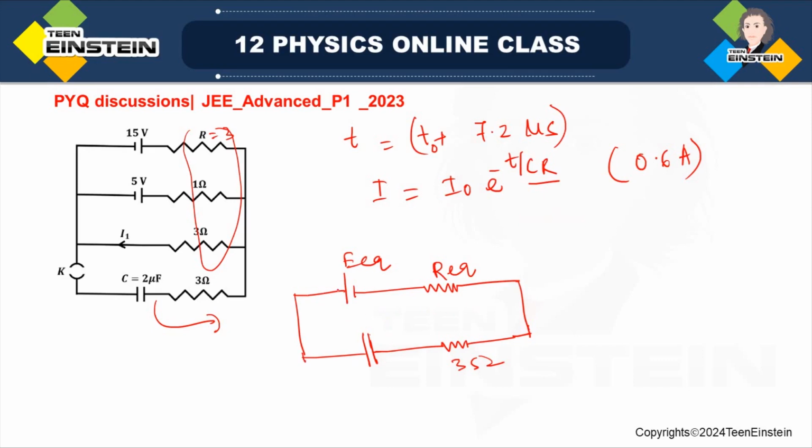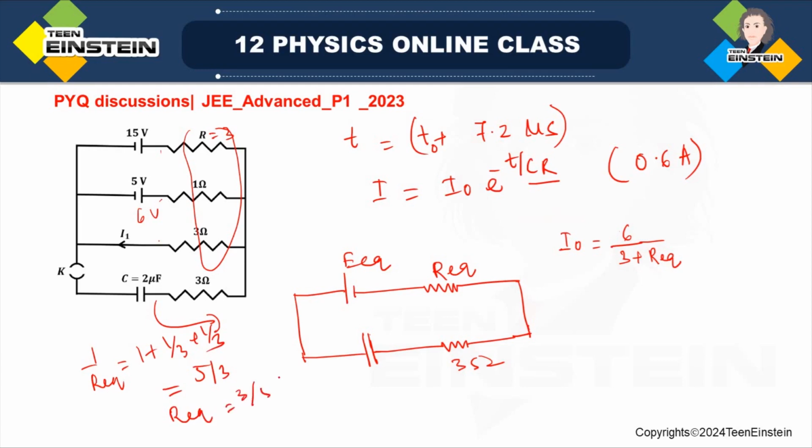So this is my equivalent circuit at any intermediate time, when the capacitor is getting charged. Since these are parallel branches, and we have seen the voltage across this is 6 volt, the voltage this capacitor is getting is 6 volt. So I0 we have to find out. I0 means the effective EMF, which is 6 volt here, divided by the equivalent resistance, that is 3 ohm plus this. So what is R equivalent? 1 over R equivalent is equal to 1 plus 1 over 3 plus 1 over 3, so this will be 5 by 3, and R equivalent will be 3 by 5, which is 0.6 ohm. So we have got 6 by 3.6. This is my current I0.